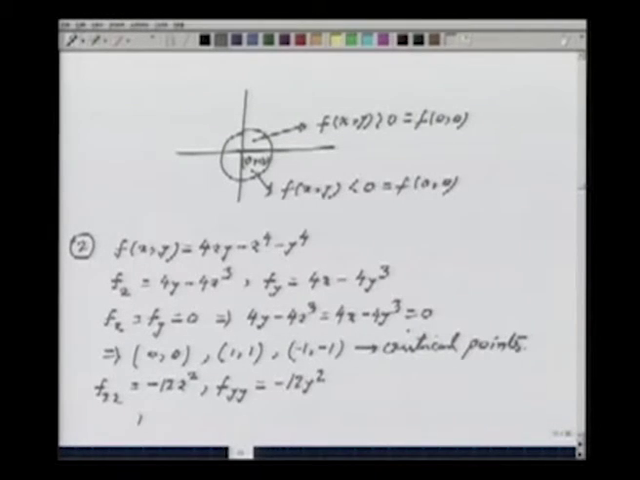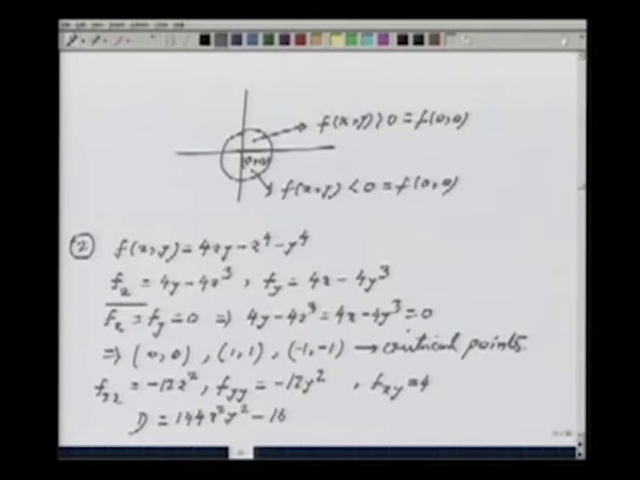Then what is d? That is fxx into fyy. So it is 144x square y square minus, now I need what is fxy. Well, that is easy to calculate. fxy is 4. So it is minus fxy square, that means I get 16.